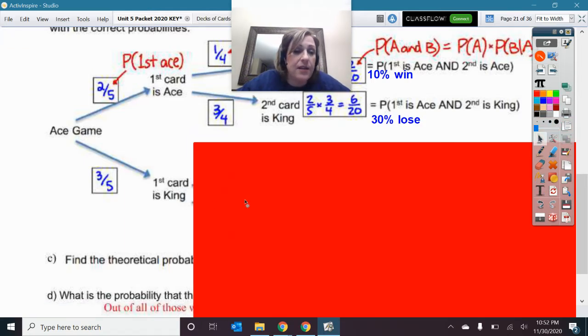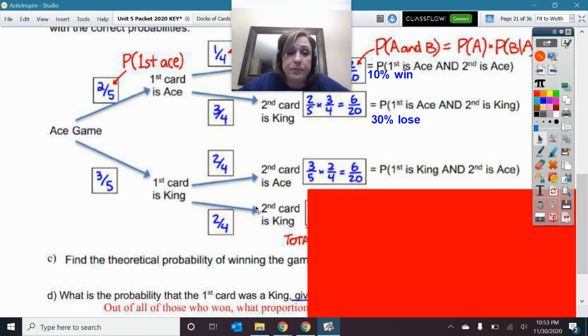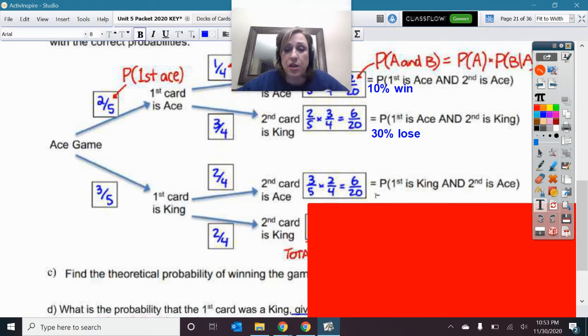So next, 3/5 of the time, our first card will be a king. Well, then what could happen after that? You could get an ace or a king. So let's see. If you've taken out one of the kings, you now have 4 cards left, of which 2 are aces and 2 are kings. So 2/4 of the time it's an ace, 2/4 of the time it's a king. So let's do that together. 3/5 times 2/4 is, so this is another one of those 30% of the time.